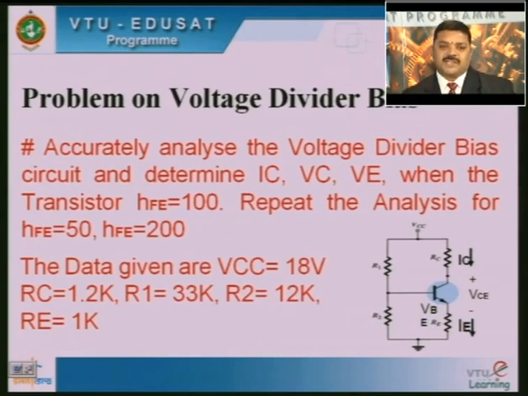For the voltage divider bias problem, we need to analyze precisely, so we need to use the Thevenin's equivalent circuit. Accurately analyze the voltage divider bias circuit and determine IC, VC, VE when the transistor HFE is equal to 100. Also repeat the analysis for HFE equal to 50 and HFE equal to 200. The data given are VCC is 18 volts, RC is equal to 1.2 kilo ohms, R1 is equal to 33 kilo ohms, R2 is equal to 12 kilo ohms, and RE is equal to 1 kilo ohm.